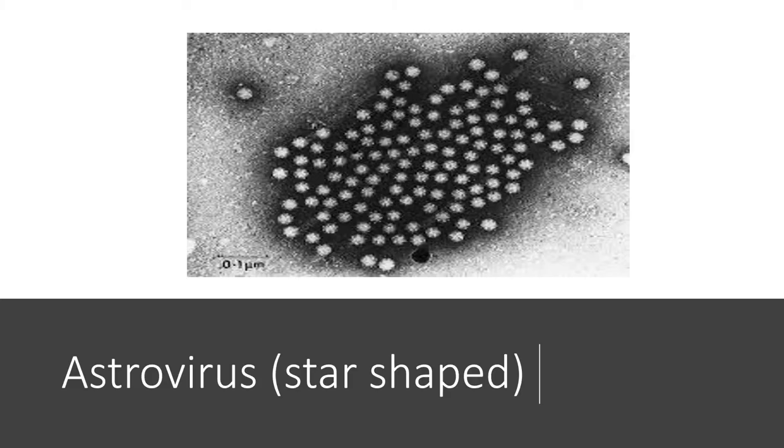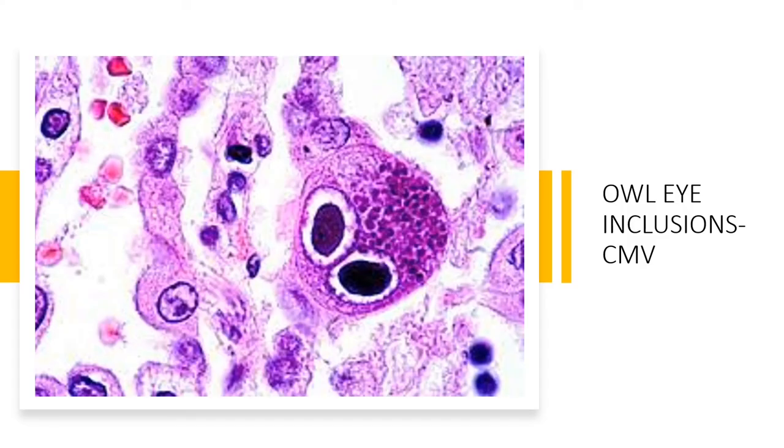Next, astrovirus. Astro meaning astral rays. Where do astral rays come from? Star. It is star shaped. So astrovirus is star shaped. So see, these are all star shaped viruses. So this is astrovirus. Okay?